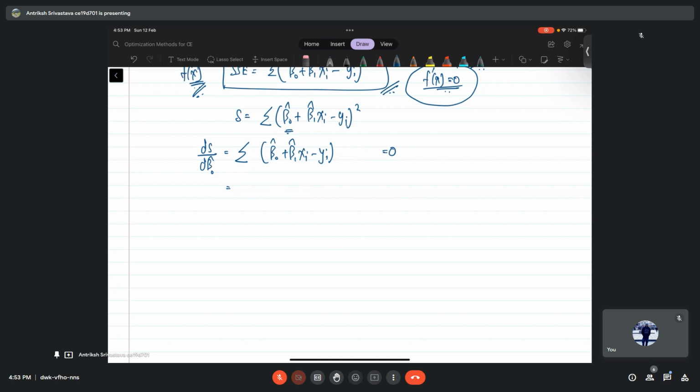Now we have, b naught hat is constant, so this is b naught hat sigma 1 to n, and then b1 hat sigma xi 1 to n, and then minus sigma yi 1 to n.